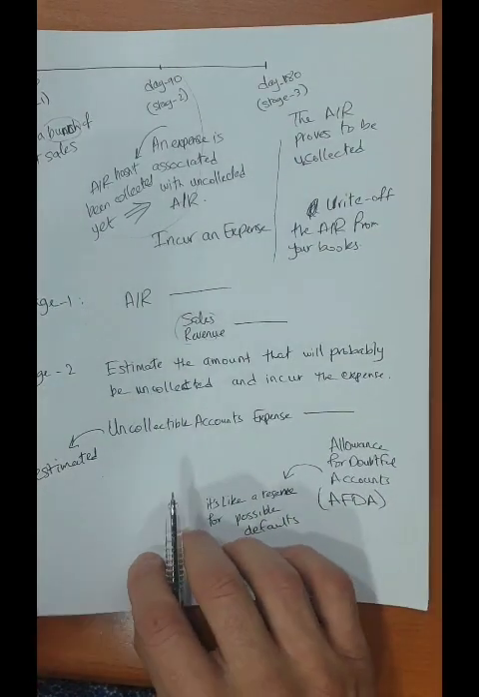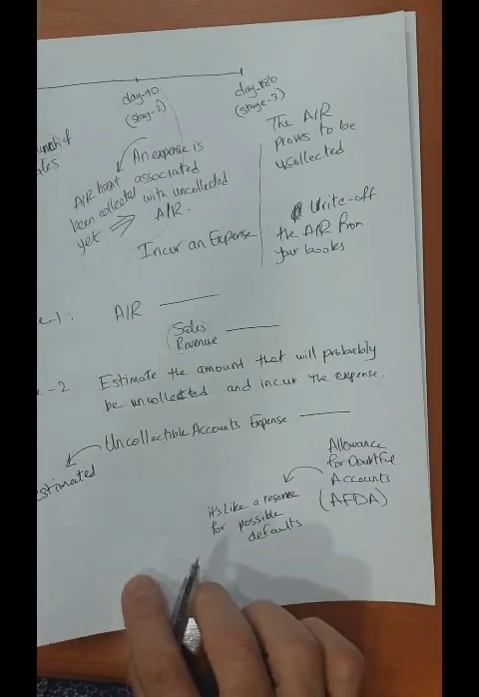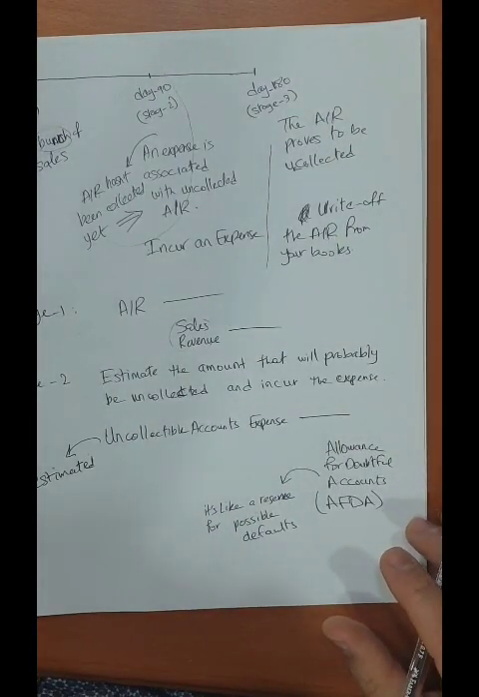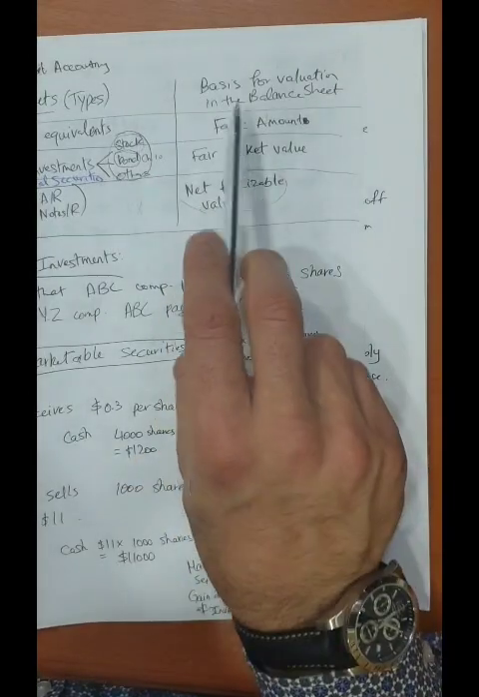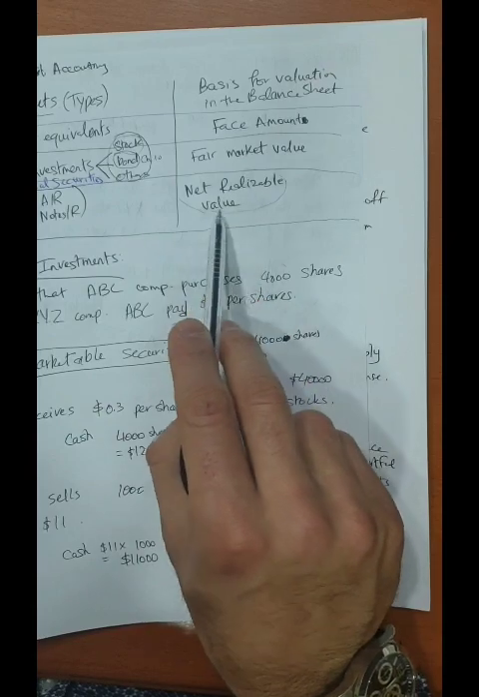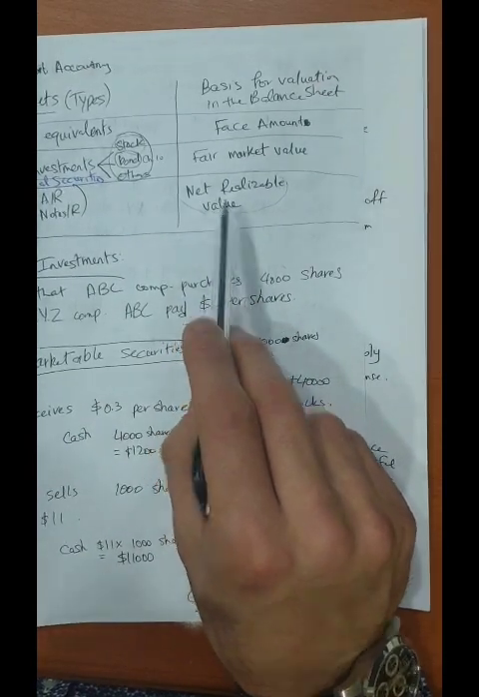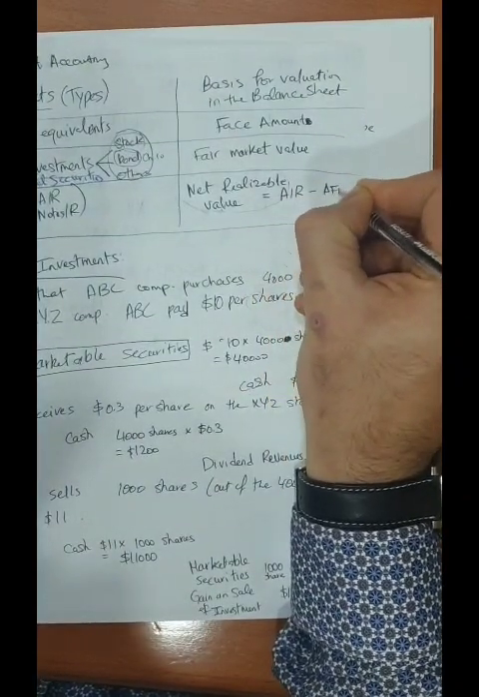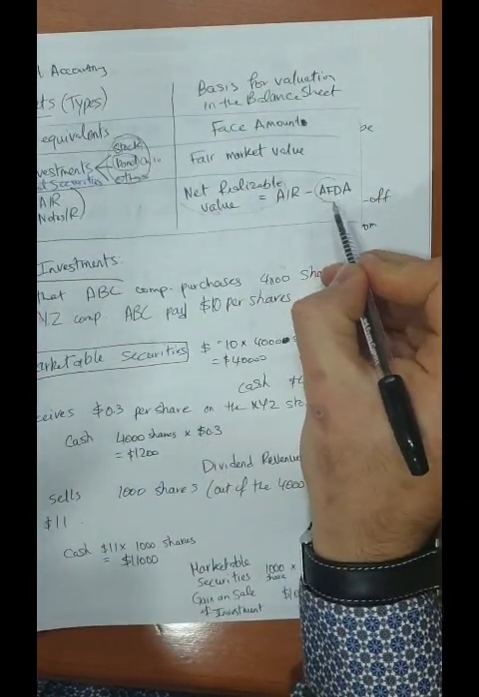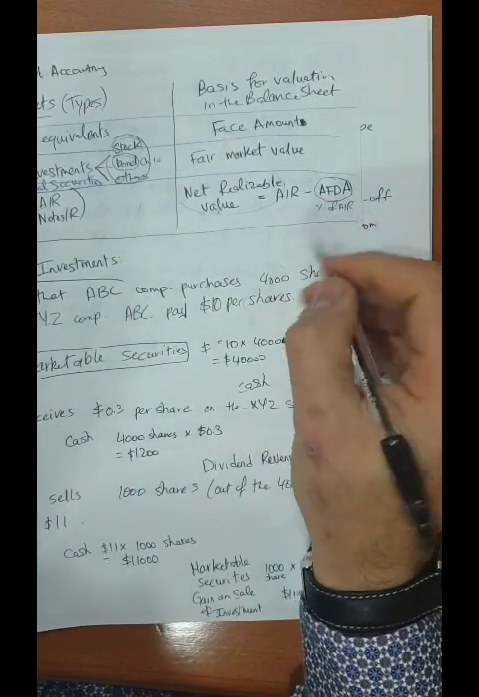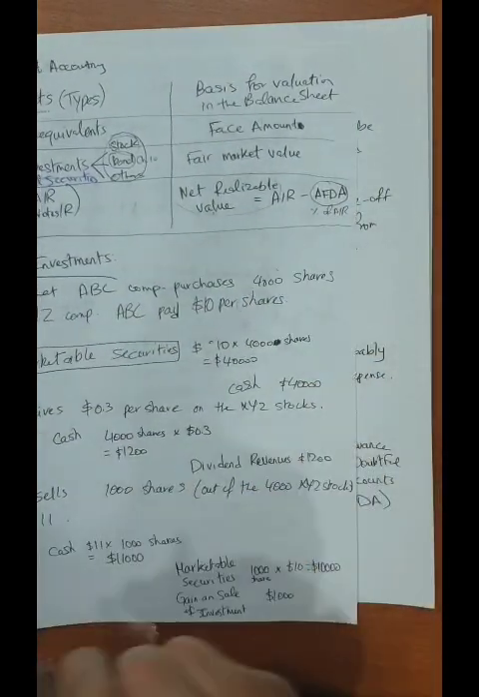Stage 3. In stage 3, what happens? First, before I move to stage 3, remember that at the beginning of the video, I told you that the basis for valuation in the balance sheet for receivables is the net realizable value. Now I'll tell you how to compute this net realizable value. It's the account receivable value minus the AFDA account. Okay, and remember that AFDA is the percentage of account receivables that will be uncollected according to your estimation.